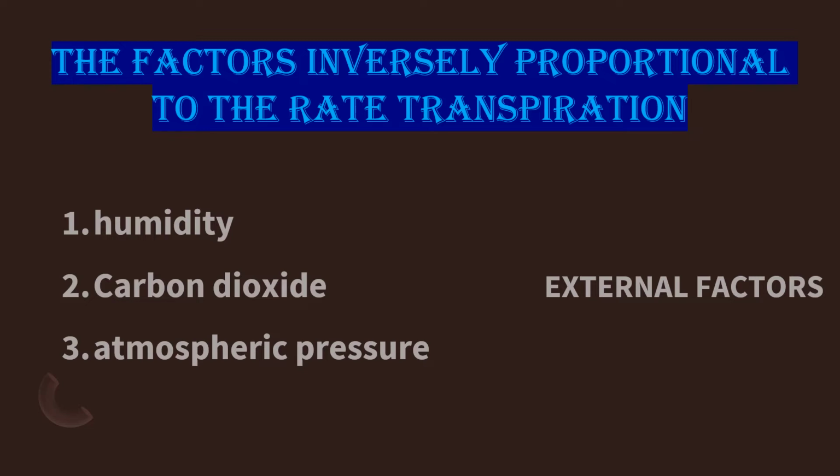The next one, the factors that are inversely proportional to the rate of transpiration: humidity, carbon dioxide, atmospheric pressure. Very important. Inversely proportional means when humidity increases, the rate of transpiration decreases. When carbon dioxide concentration increases beyond 0.03%, the rate of transpiration decreases. When atmospheric pressure increases, the rate of transpiration decreases.